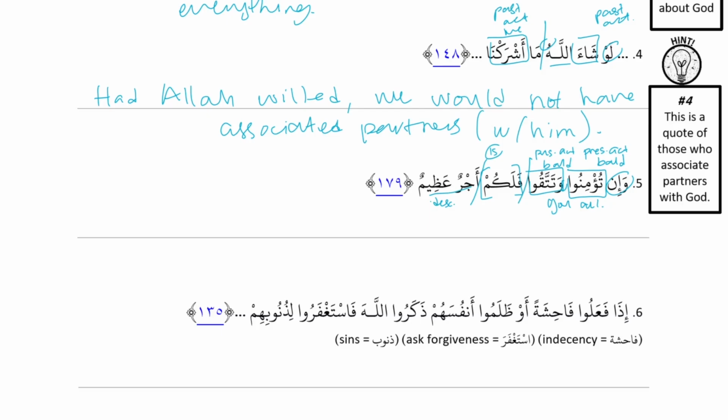Okay, let's translate. In tu'minu wa tattaqu. If you all believe and are conscious of God, or conscious of Allah.